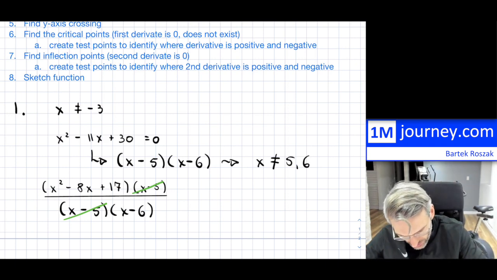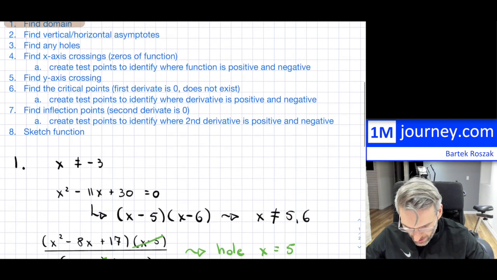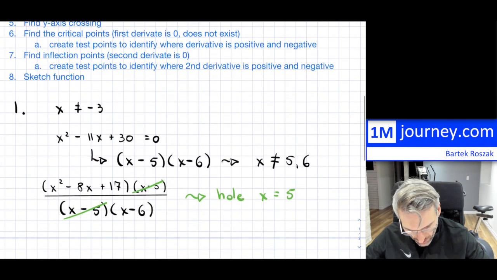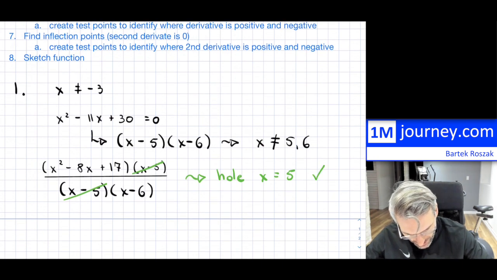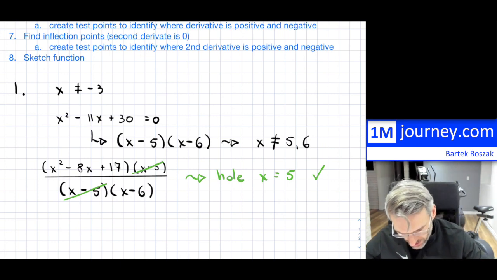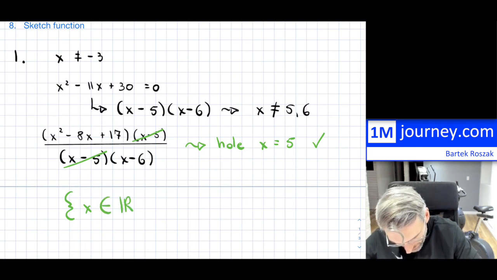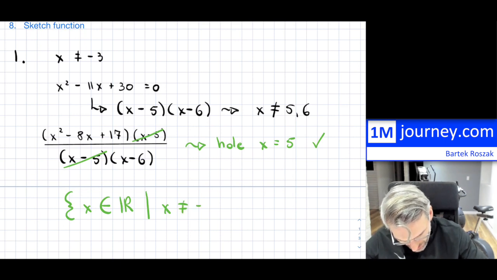So this is going to lead to having a hole at x is equal to 5, and that's going to be one of the steps that we will have there. I think it's step number 3, find any holes. Well, there you go. We've just found a hole right there, but we'll come back to it. In any case, the domain will be that x is defined pretty much everywhere, except x is not going to be allowed to be -3, 5, or 6.